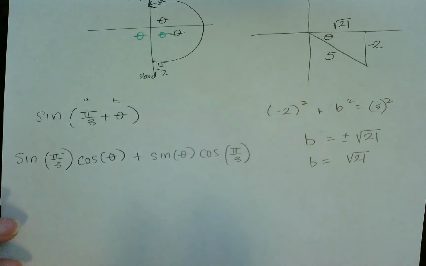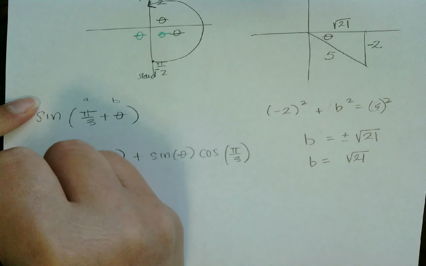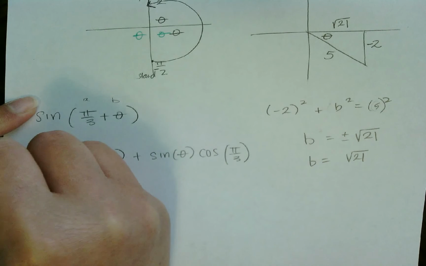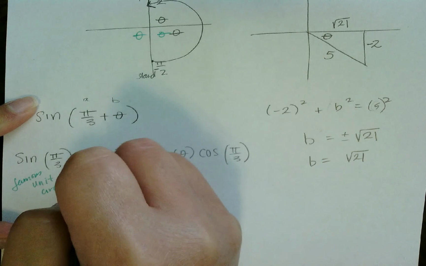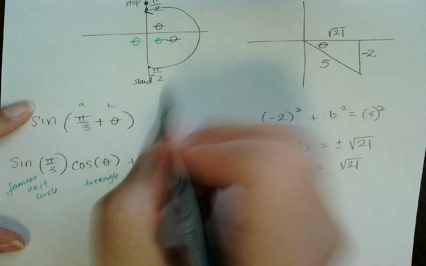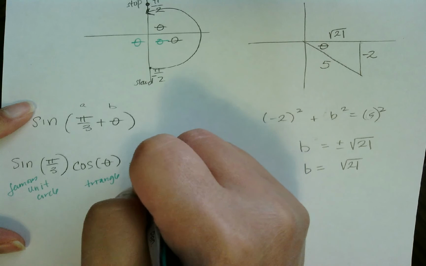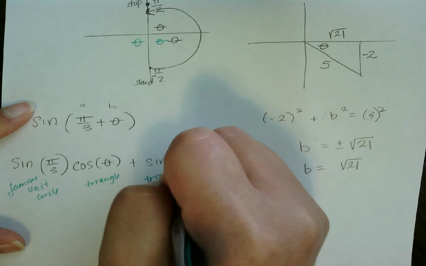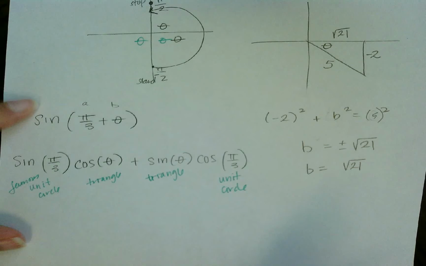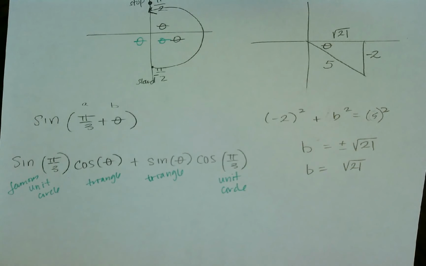Alright. So, then you gotta know where to get all this information. This comes from the unit circle because it's famous. This comes from your triangle you built. We just built theta. That was that piece. This comes from the triangle, and this comes from the unit circle. So you got to know where to go find those pieces at.